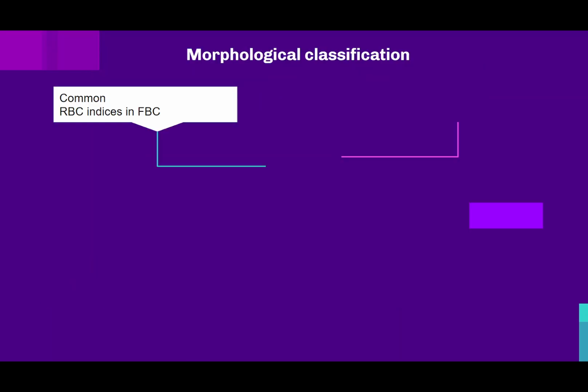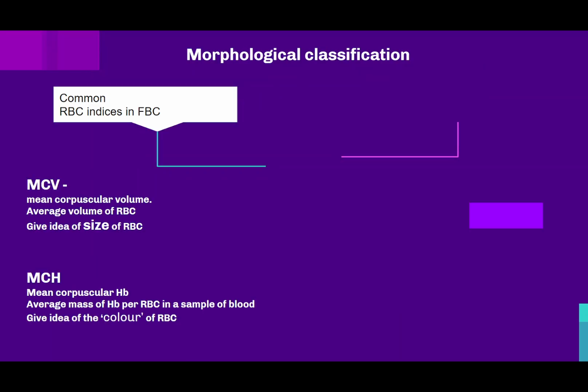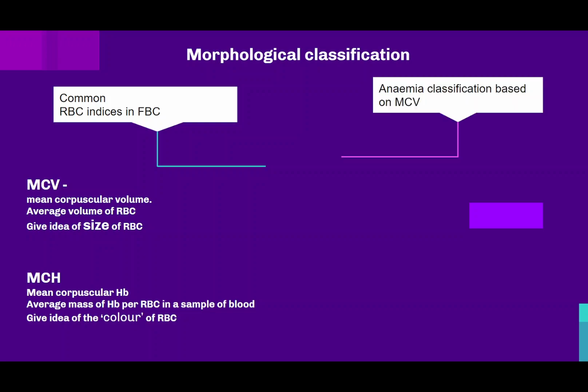For the morphological classification, the common indices that we use in full blood count, number one is MCV, which means mean corpuscular volume, which gives an idea of the size of the RBCs. The second one is MCH, meaning mean corpuscular hemoglobin, which illustrates the average mass of HB per RBC in a sample of blood, and it gives an idea of the color of the RBC. So MCV and MCH are the two common RBC indices that we use.